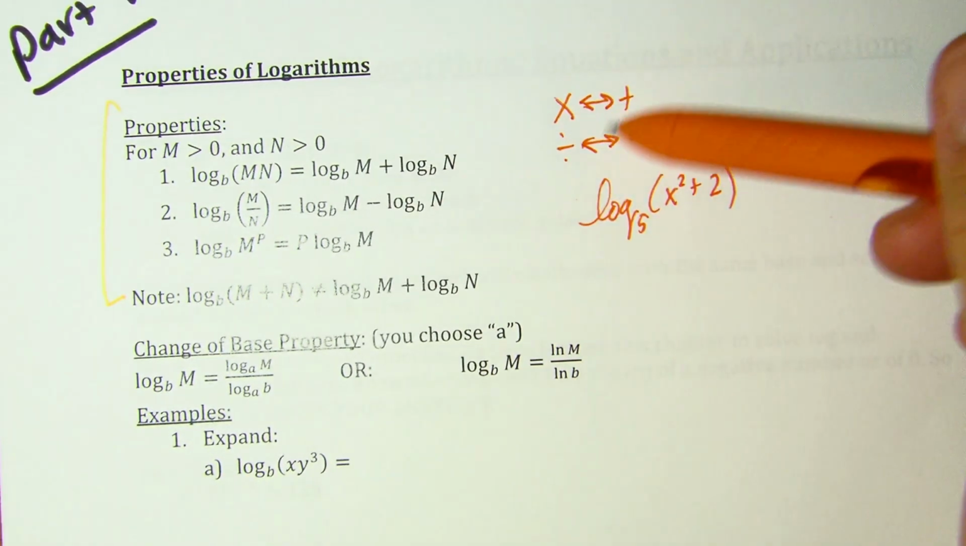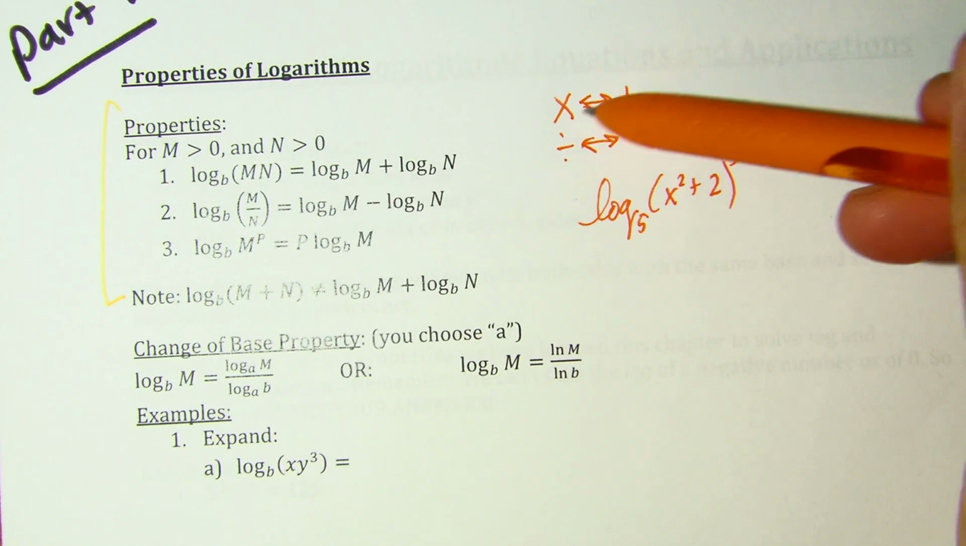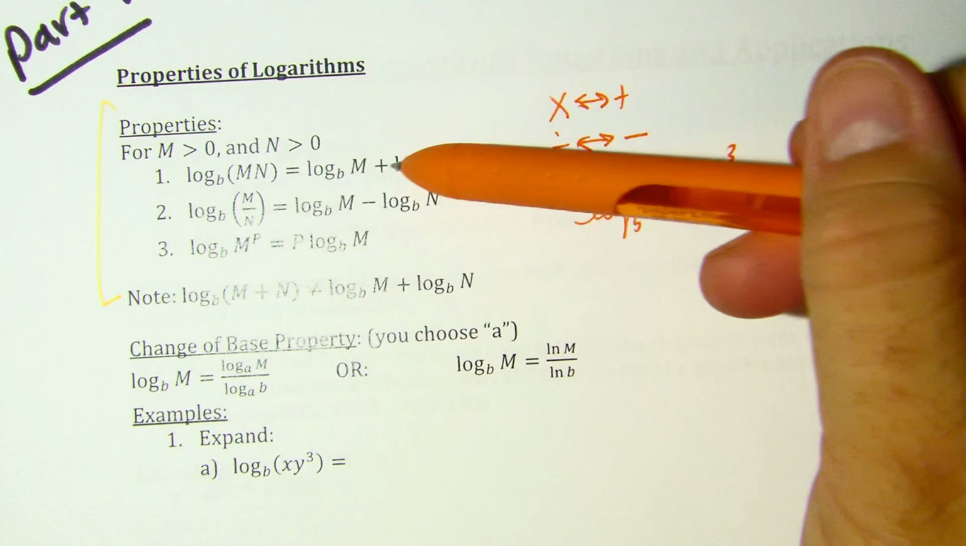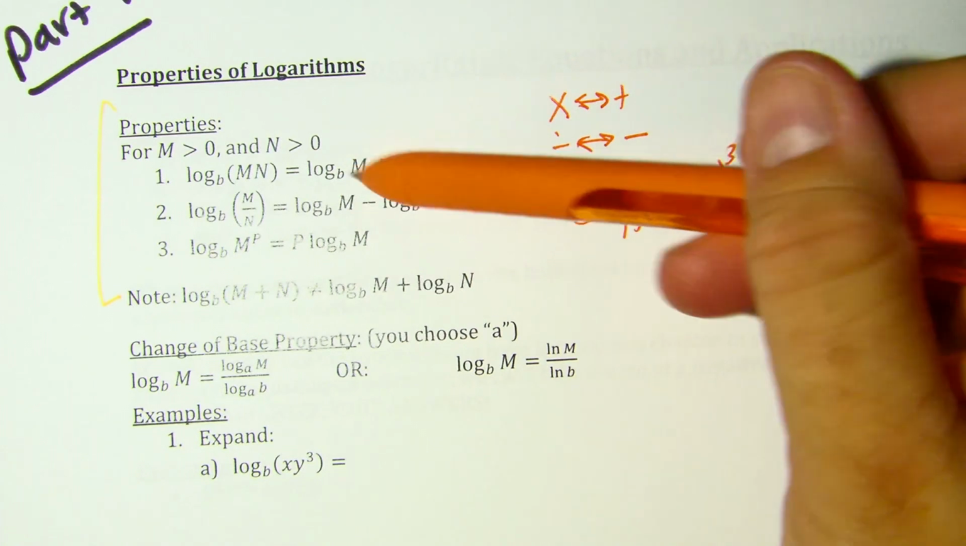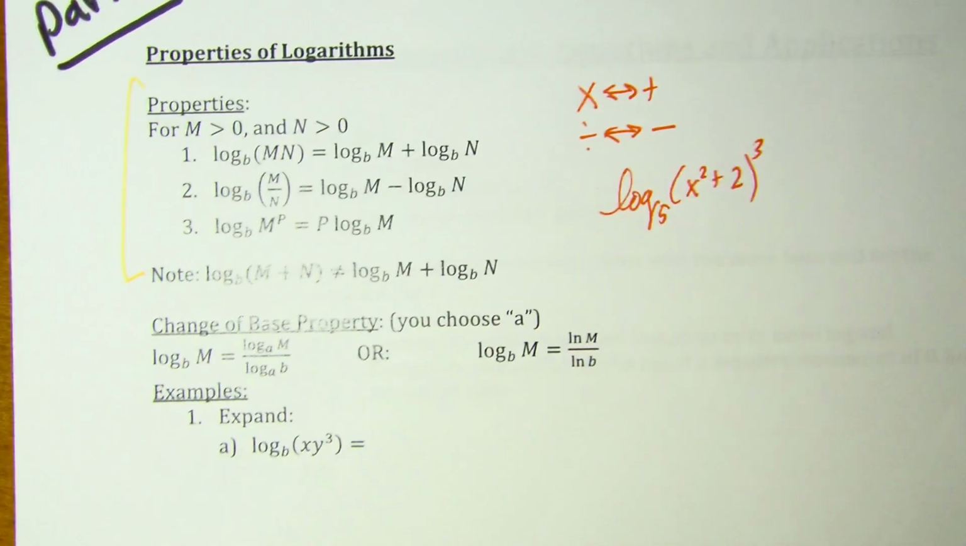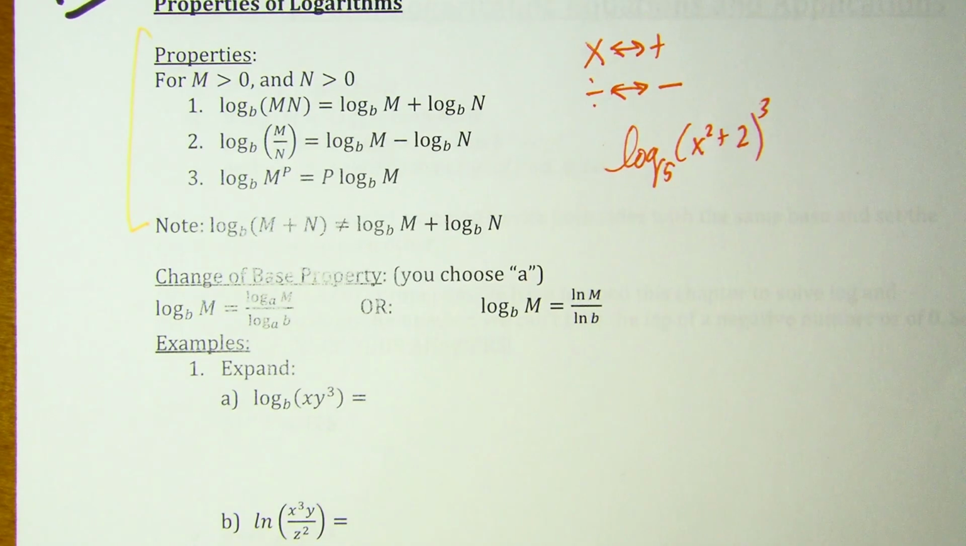And the reason I made these arrows going both ways is because not only can we expand logarithms, but we can condense. We can go the other direction. So if we have two things being added together and they have the same base, then we can condense it using multiplication. And we will go both directions. We'll use both of those properties.